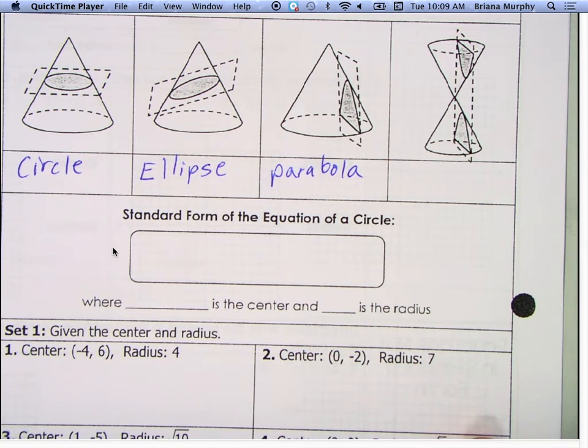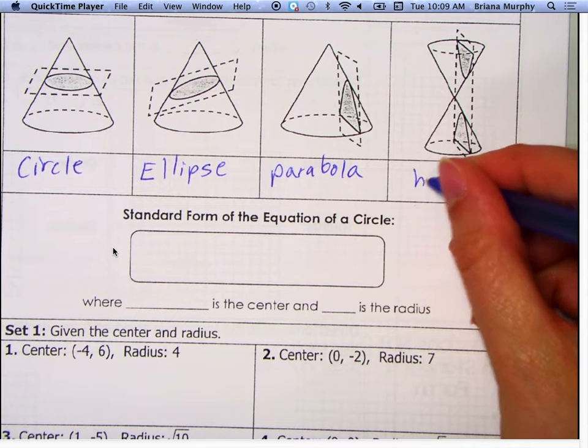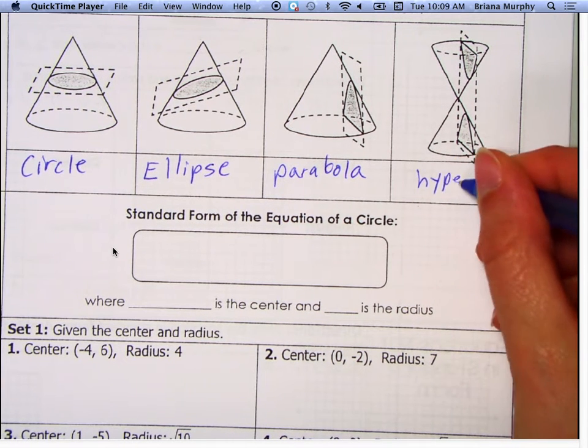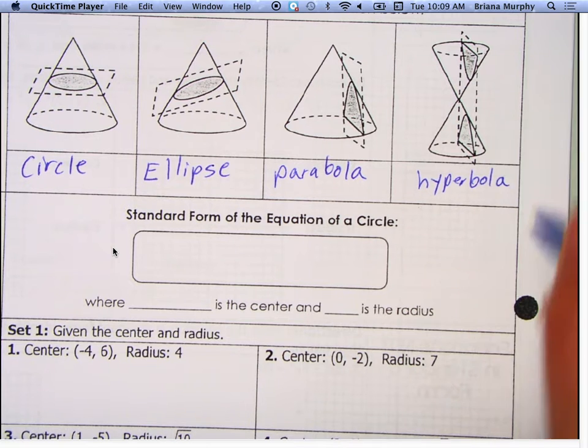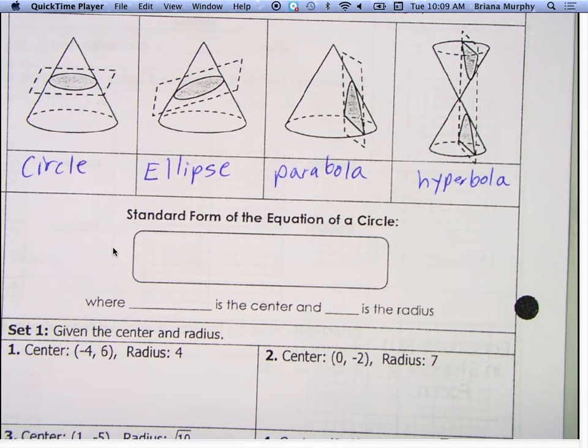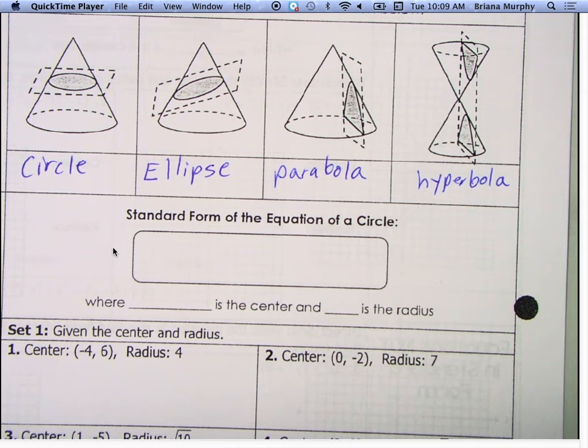And then if we have two cones, one on top of the other, and cut straight down, that's called a hyperbola. It's like a parabola going opposite directions. Okay. You might feel that way, but we still have to do it. Hyperbola.